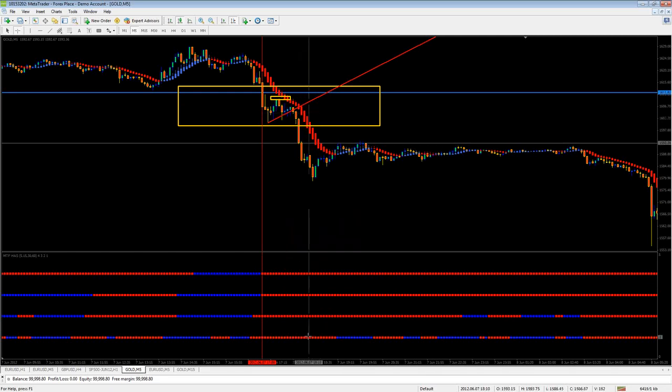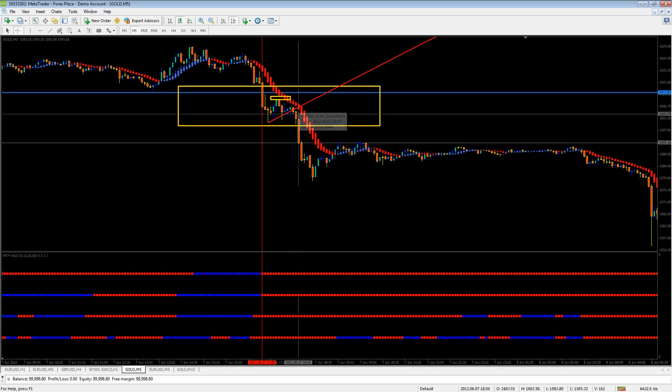Okay, so that's a good entry point. Obviously, you can see the multi-time frame indicator gives you a go. Everything is red. That's a perfect entry point. As for the stop loss and where to exit or take profit, obviously a stop loss should be above resistance lines.